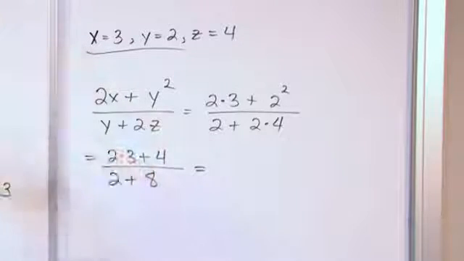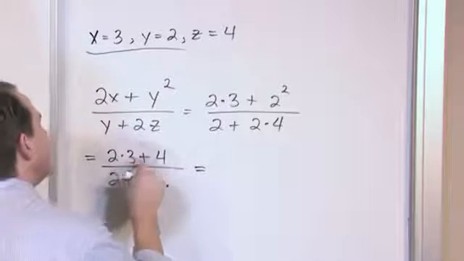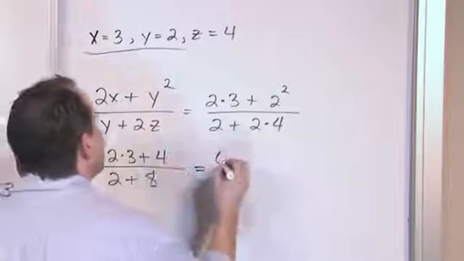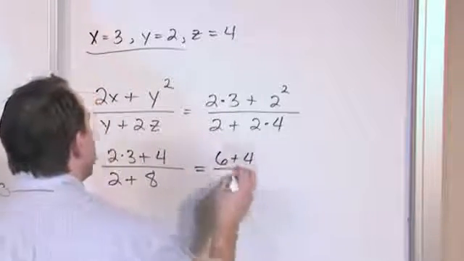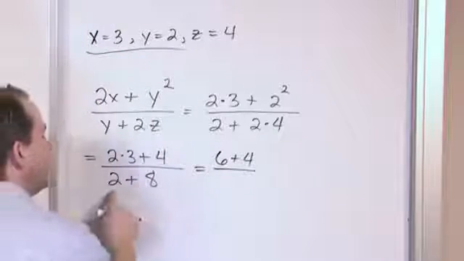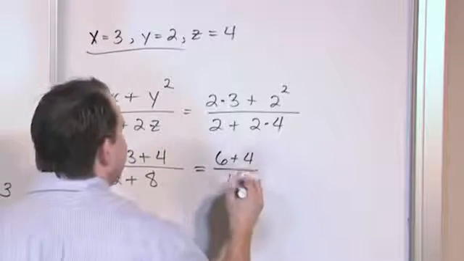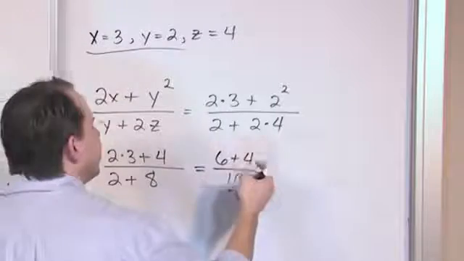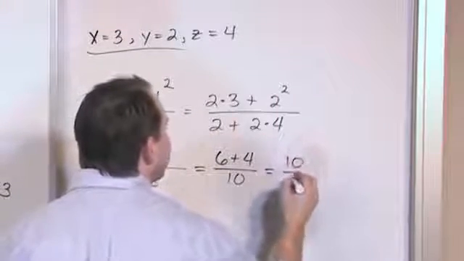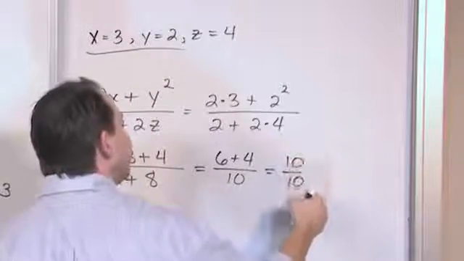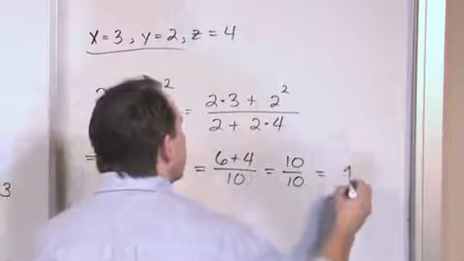Now we continue working on the top. This multiplication is more important than this addition, so we do that first. 6 plus 4. On the bottom, we can just do this addition. 2 plus 8 is 10. And now it's very simple. 6 plus 4 on the top again is 10, over 10. Now this is a division, right? That's what a fraction is. 10 divided by 10 is 1.